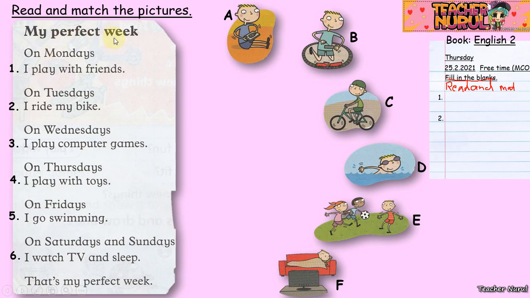Okay, my perfect week. On Mondays, I play with friends. Okay, look. Which one is the picture? Yes, very good. The picture is E. So what you're going to do is for number 1 here, you just write down the answer. You write down E. Okay, like that. Okay? Did you get me?